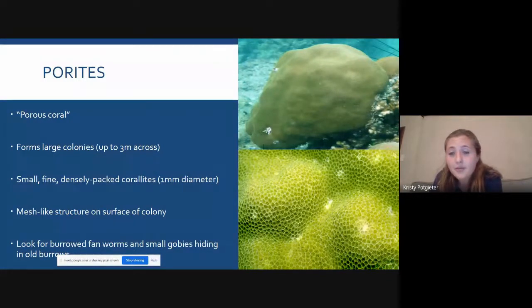So if you do come across a really big Porites bommy, you know it's really old, which is really cool. To identify these, it's pretty easy. They've got these really tiny little corallites that are really densely packed, and it forms kind of this mesh-like structure. You often get things like Christmas tree worms and little gobies that have burrowed into the coral, or the gobies are using old burrows as little hidey holes, and they're quite cool to see.